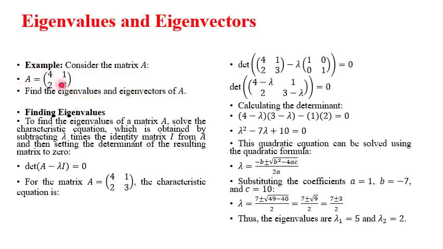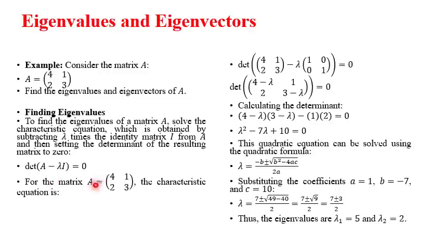So in order to find the eigenvalues, we subtract lambda multiplied by the identity matrix from A, and we just simply find the determinant of what we get. And remember, we set the determinant to 0 to be able to find the eigenvalues, which are the lambda.